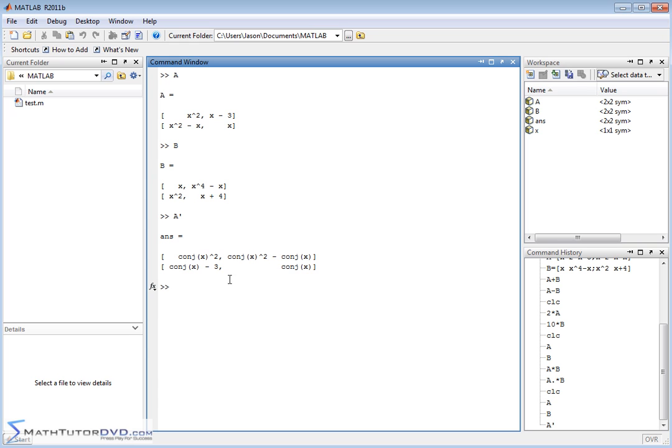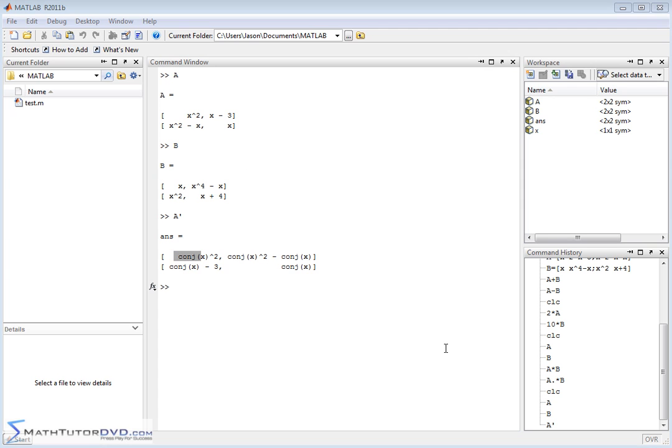And you can see that we've got some conjugates going on here because it doesn't know, by the way, what x is. X is a symbol. X could be imaginary, x could be real. MATLAB's not going to assume anything. So when you do some of these operations, you might see a conjugate occasionally pop up, and that's just because of the fact that it doesn't really know if these are real or imaginary entities because they're symbols.